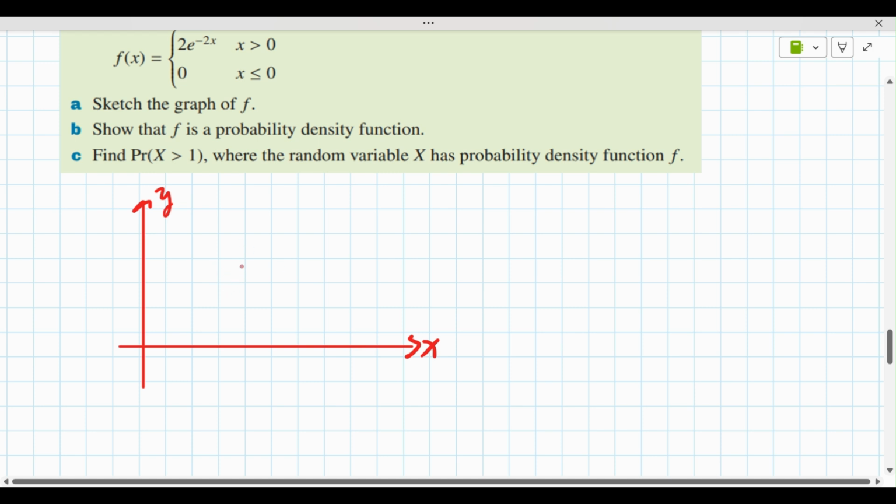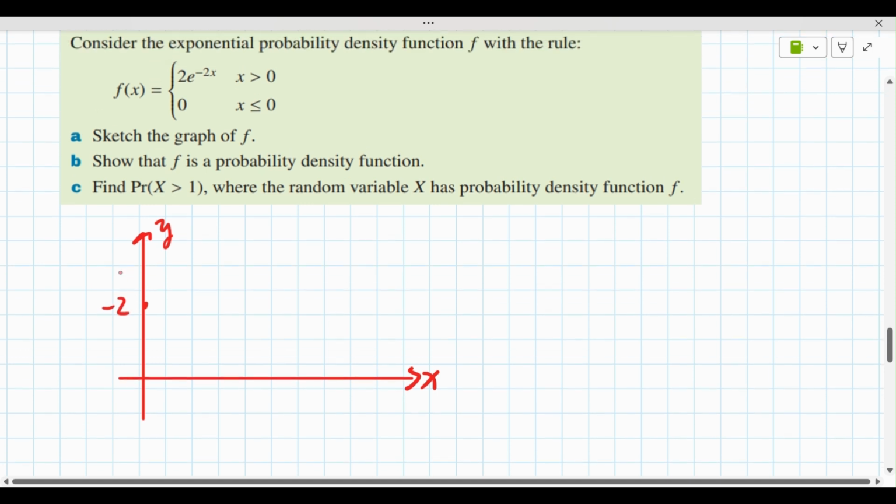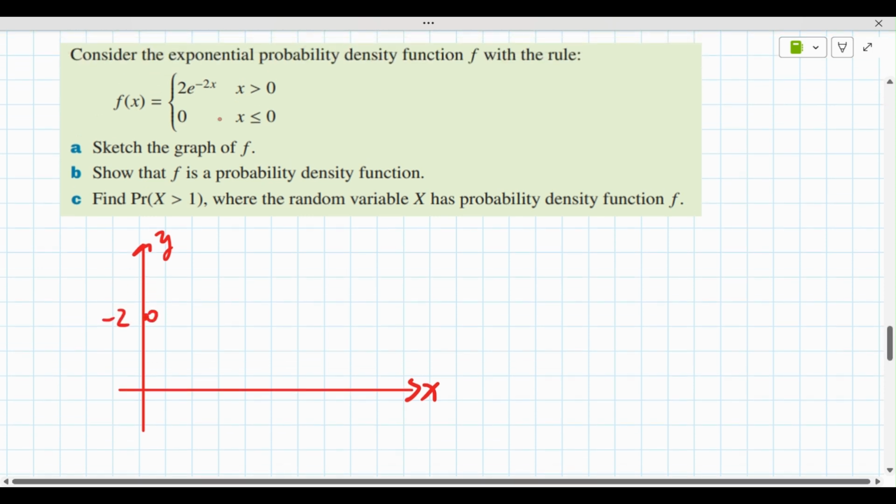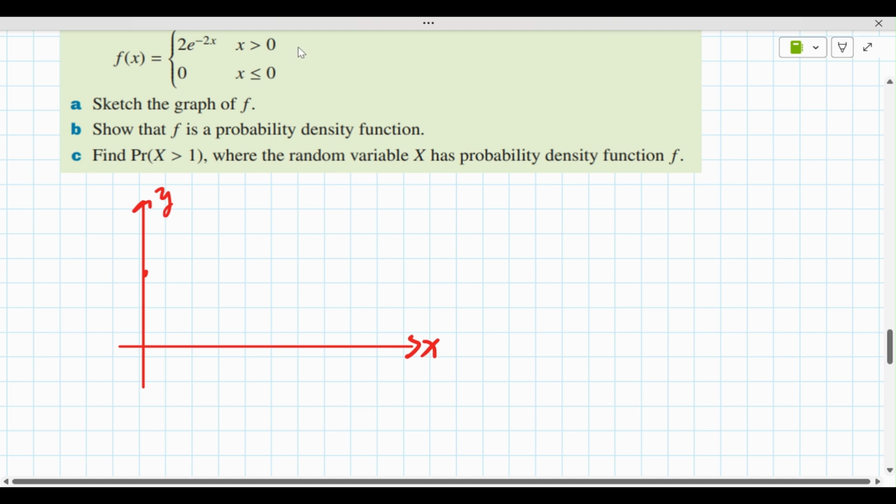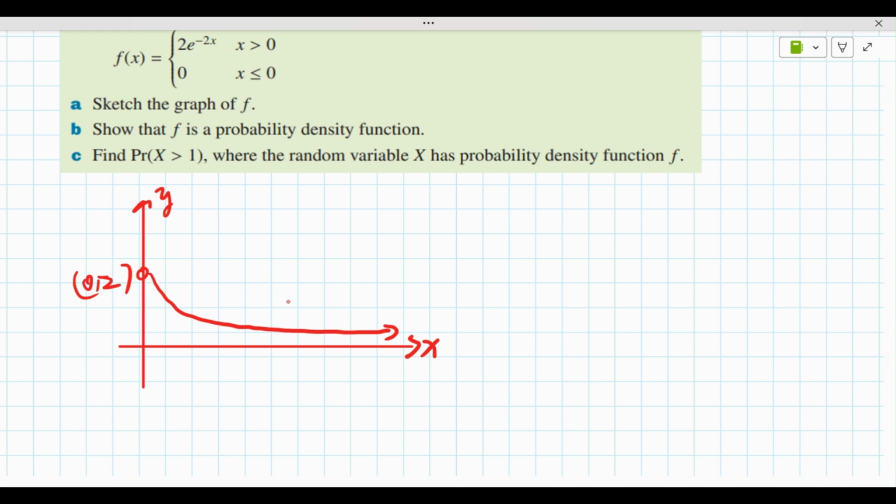2e to the negative 2x. That will be for x greater than 0, so that means it starts at 2. That's 2, 0, 2, so we're going that way. There you go. Perfect. So that's question A.